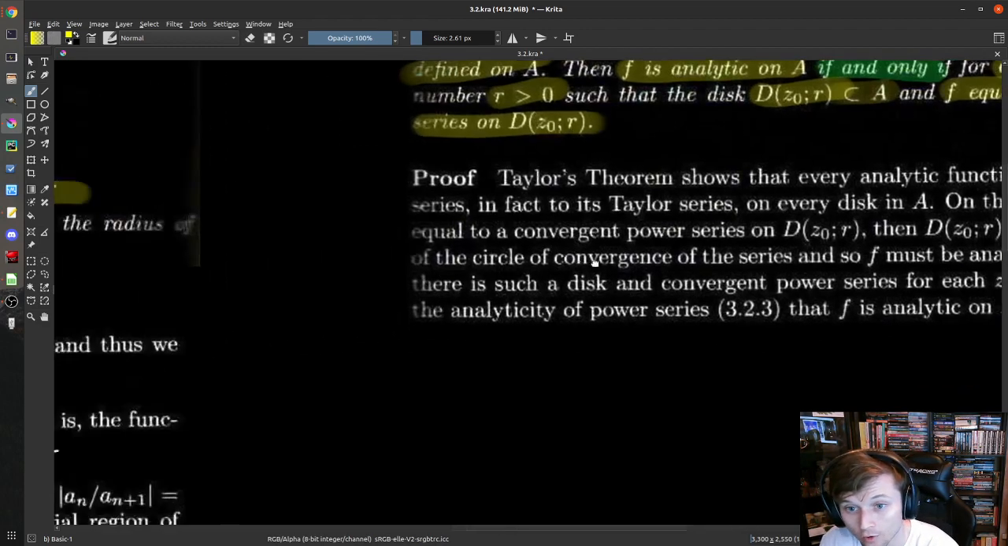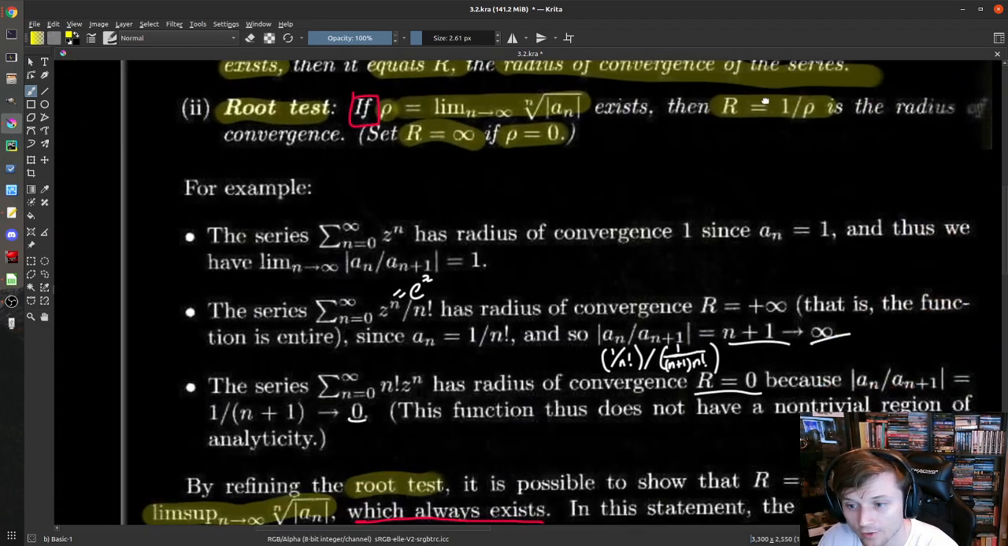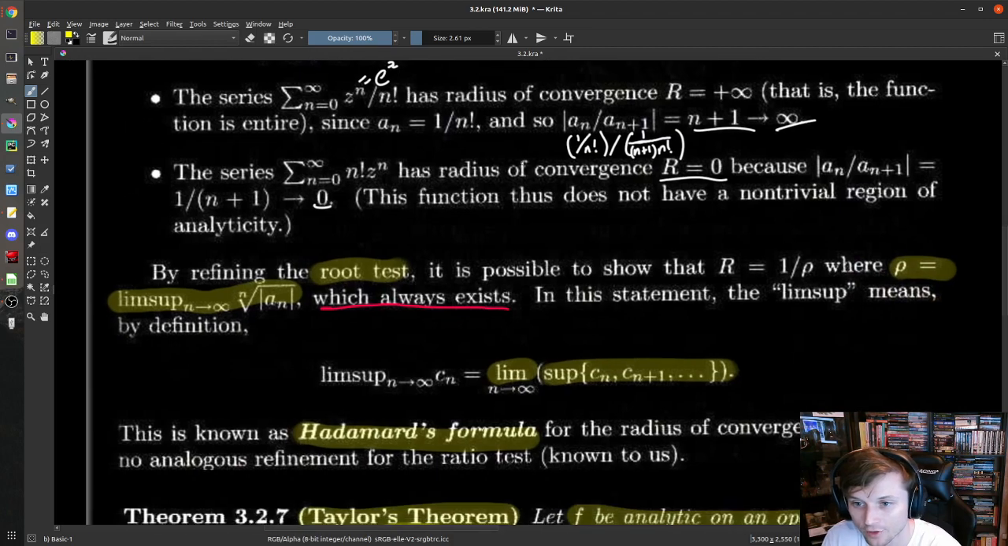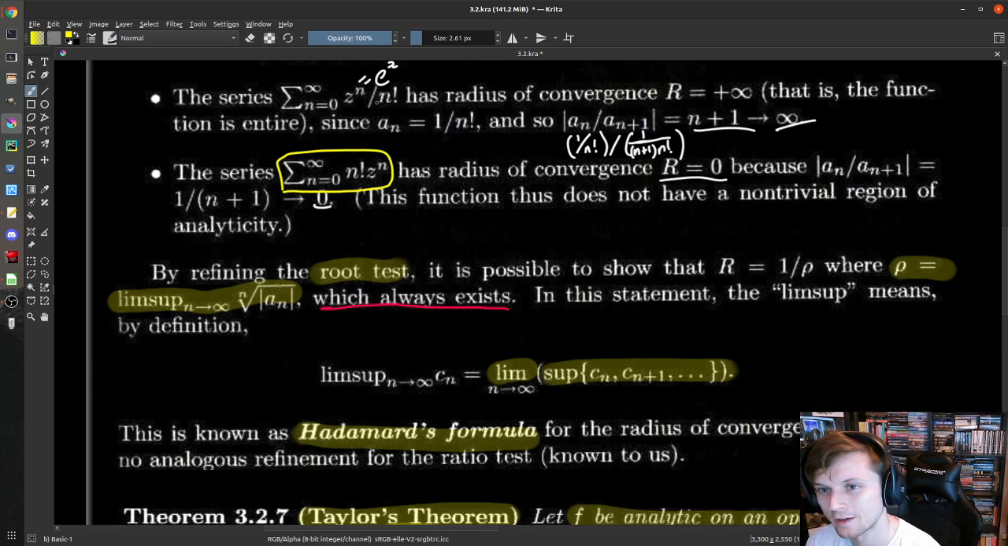That's kind of cool. When we're talking about things like, back over here, this guy, n factorial z to the n, right? Oh, okay. This guy is just not going to be analytic. So what is this guy, by the way? n factorial z to the n. Well, never mind. We don't need to focus on that too much.